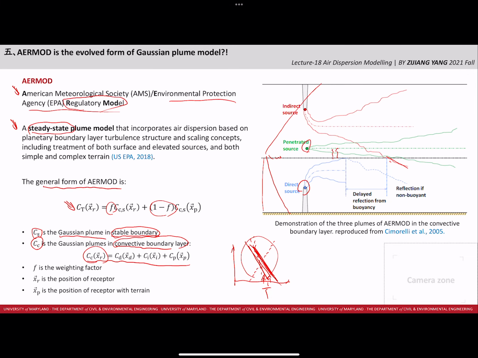So for this one, do you guys have questions? So we just need to know this is a combination of different Gaussian plumes.